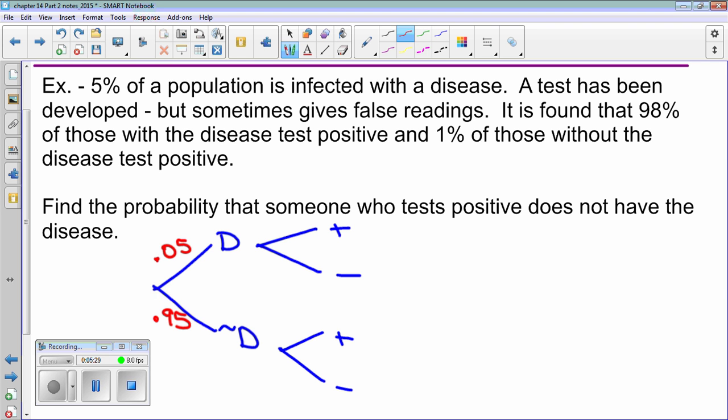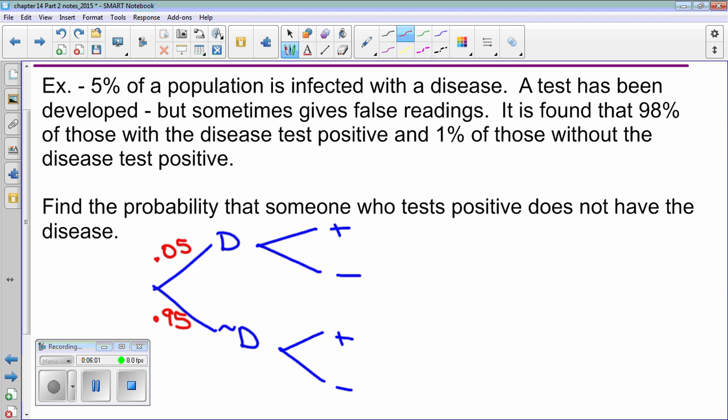It says here, the test has been developed, but sometimes has false readings, and so we're going to use our tree diagram to figure out somebody who tests positive but doesn't have the disease. That's like a false positive going on. Okay, so based on this test, it says that 98% of those that have the disease test positive, and only 1% without test positive. So what's the false positive rate? It's going to be higher than you think. Just watch.